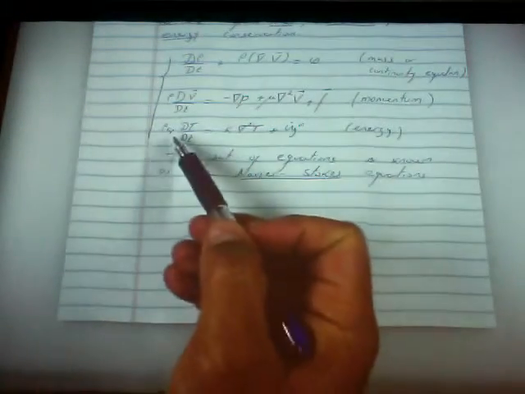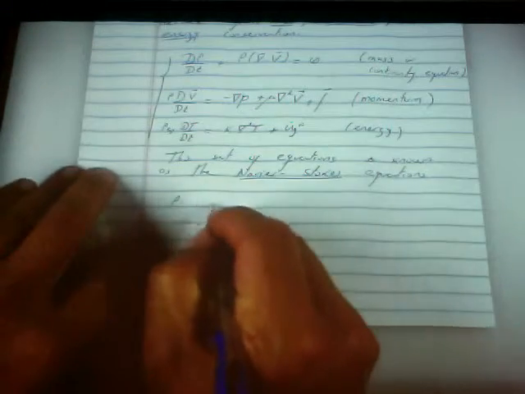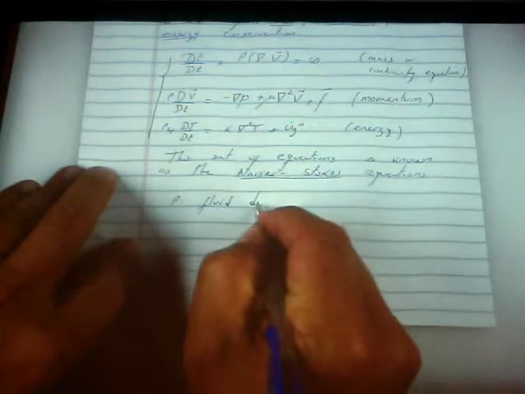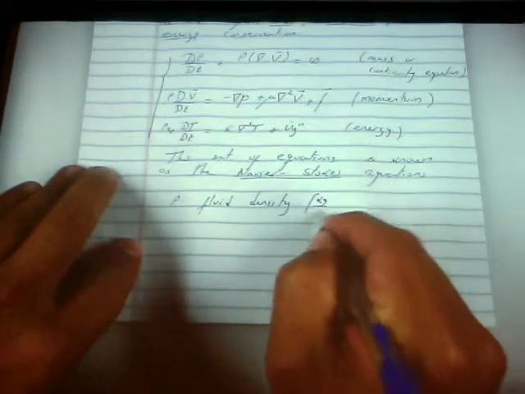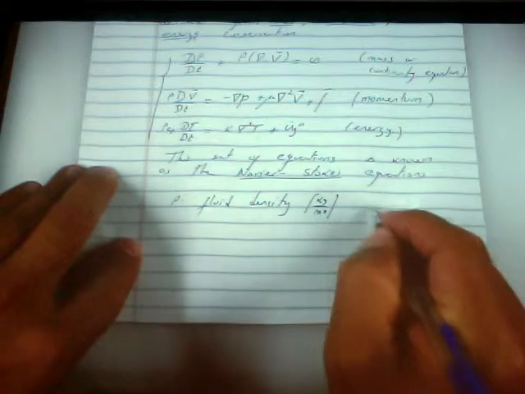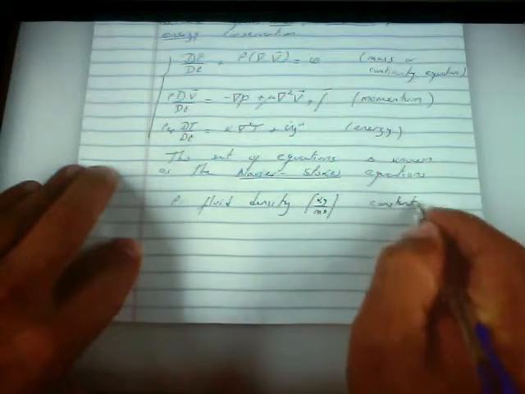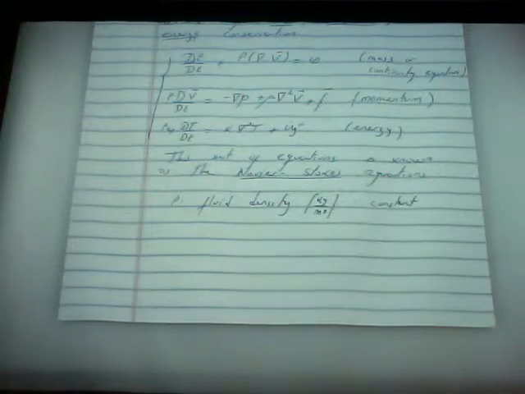We already know the rho, the density, we already defined. Fluid density, and this is in kilograms per meter cube. And remember, this is a constant. We're assuming it is a constant. We're talking about incompressible flows.